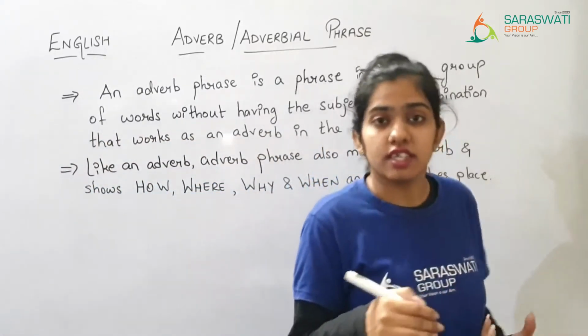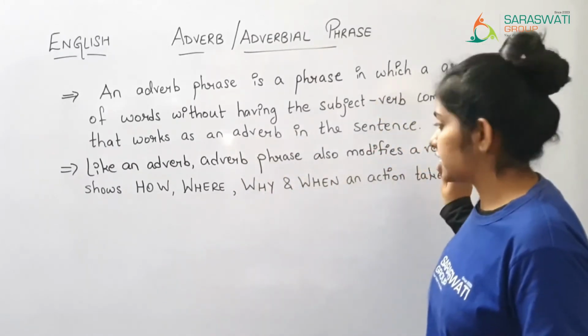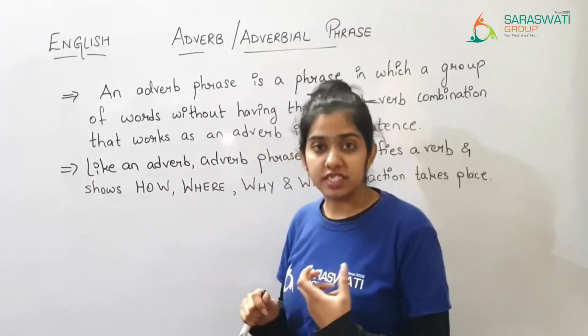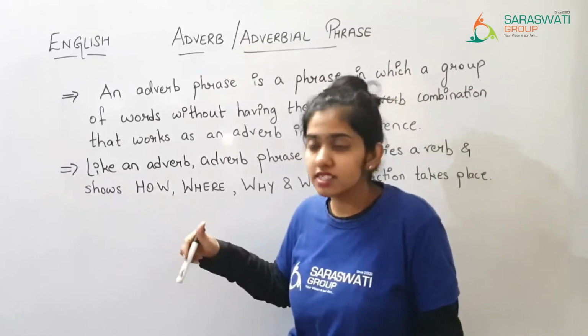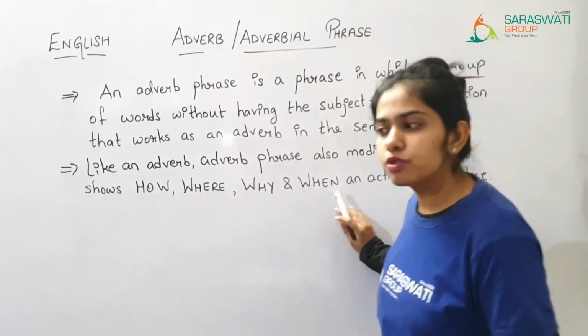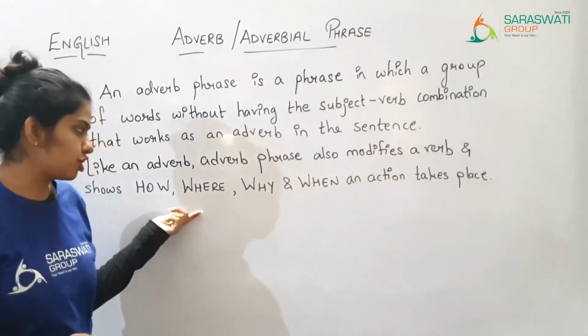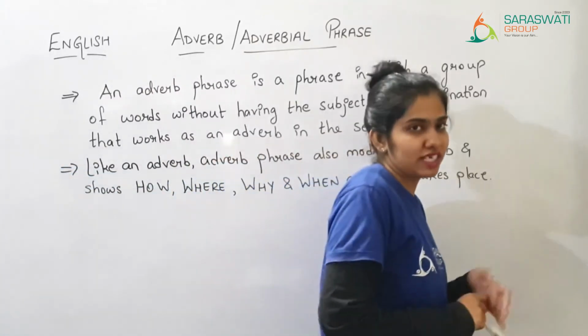તો એવી જ રીતે just like that, like an adverb phrase also modifies a verb, કે એ પણ verb ને modify કરે છે adverb phrase પણ. And shows, શું એ આપણને શું શો કરે છે? That how, where, why and when. કે તમે જે ક્વેશ્ચન પૂછો છો એનાથી જે તમને આન્સર મળે, how થી પૂછાય, where થી પૂછાય, why and when an action takes place. એ ક્યારે action takes place થાય છે?